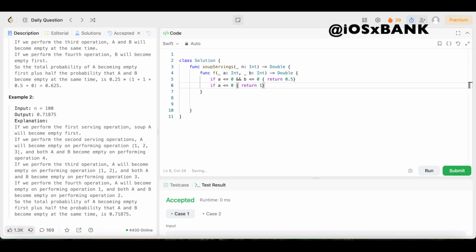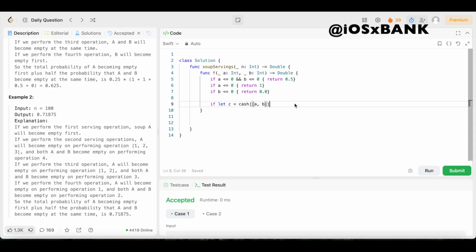Then we could come right here underneath this, and we're going to handle the base case for B. If B empties first, then that means the probability was 0 that A will be empty first, like we discussed before. So we're going to say if B is less than or equal to 0, then we could just return 0.0, because we're working with doubles. So now if we have already computed this state, then we can return the cached result. So we're going to come right here and say if let C equals cache square bracket A comma B.